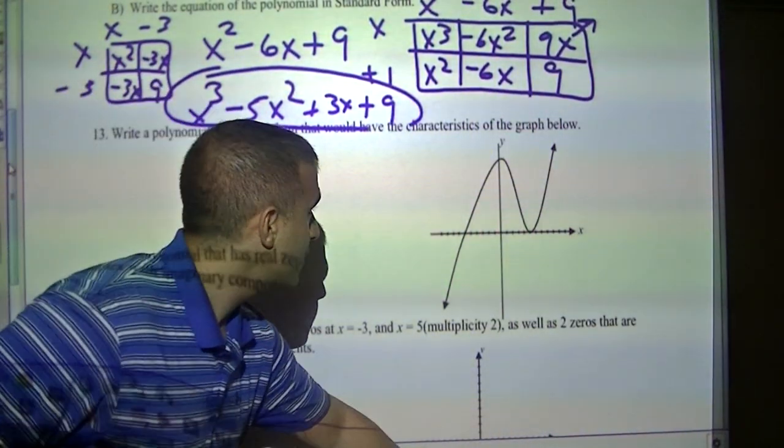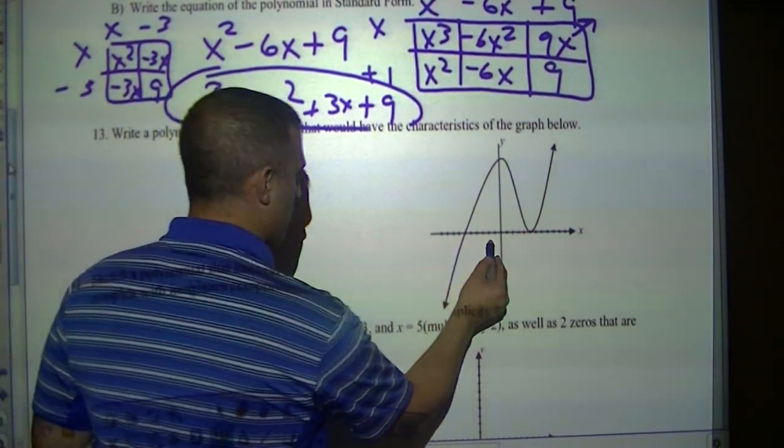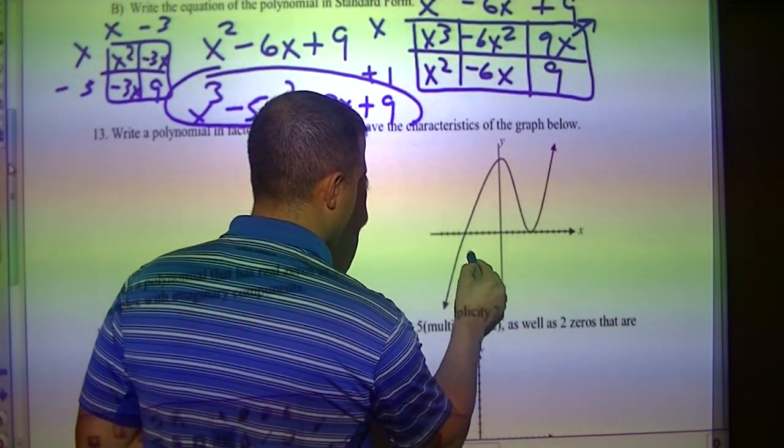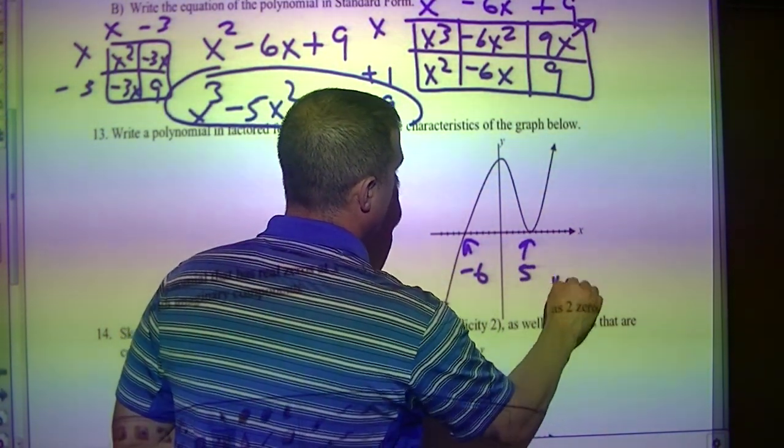Okay, picking up where I left off. All right, writing in characteristics of the polynomial here. What you have here is we've got 1, 2, 3, 4, 5, and 6. So that's at -6. That's a 0. 1, 2, 3, 4, 5. That's 5, and that's a double root.